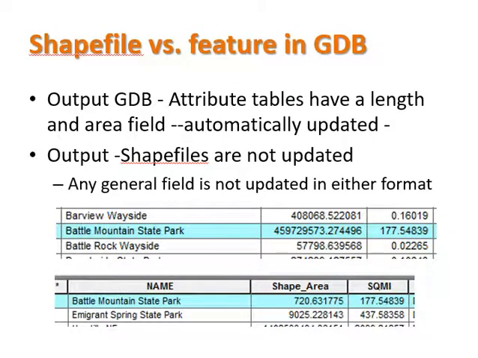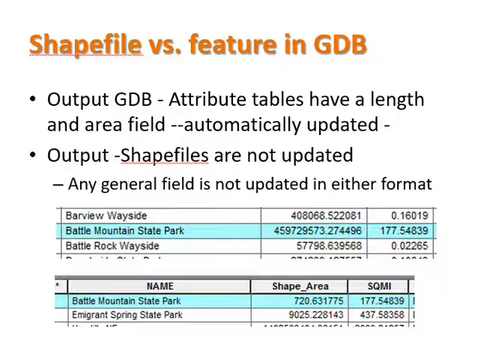So that brings me to the difference between a shapefile and a geodatabase. When I have an attribute table in a geodatabase, the shape and area fields are automatically updated. So if I were to cut Barview Wayside Park in half, I would have two new records, both of them called Barview Wayside, but it would give me the new area of each part of the park that I have cut in half and the new perimeter.